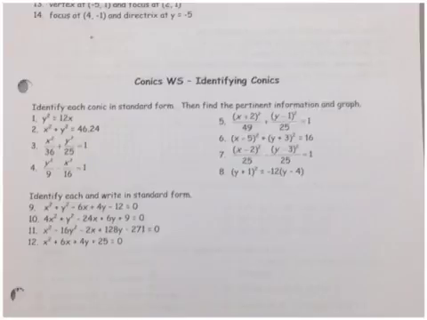Okay, so if you look at this worksheet, the first thing says y squared equals 12x. What conic did we have that only had one of the variables squared? On number one, what kind of conic did we have that had one variable squared and one variable not squared? There was only one kind. It was a parabola. So number one is a parabola.